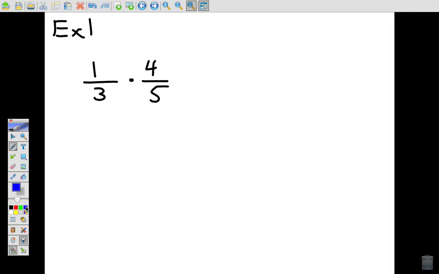Now unlike adding and subtracting fractions where you have to find a common denominator, when you multiply and divide fractions you don't need to do that. So here, all we do is multiply across. To multiply fractions, you multiply the numerators. You take 1 times 4 is 4. And you multiply the denominators. 3 times 5 is 15.